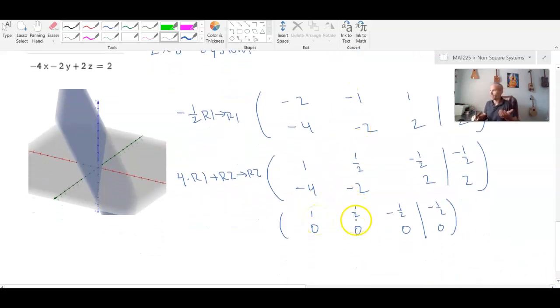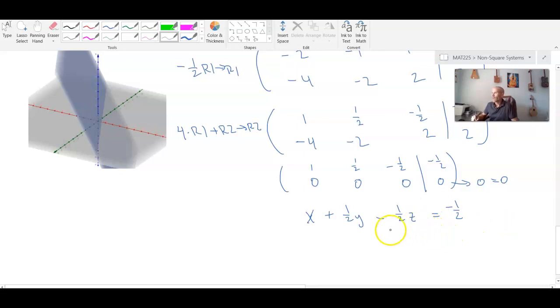The next step would be, if there was a non-zero value here, we would want to make that a 1 and then use it to cancel out the value above it. But we don't have that, so there's nothing we can pivot off of in the second row to change the first row. So we have to read off the final solution. We have x plus 1/2 y minus 1/2 z equals negative 1/2. And the second equation, of course, just reads 0 equals 0, which is not useful at all.